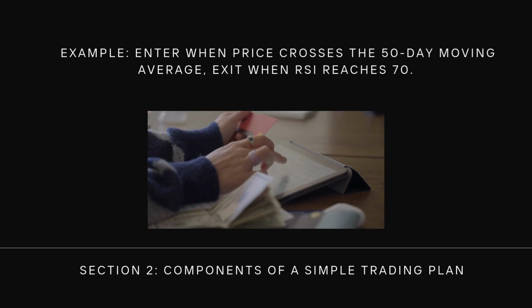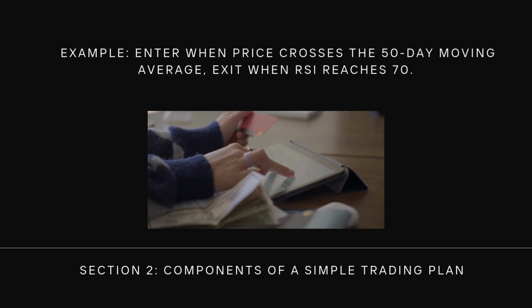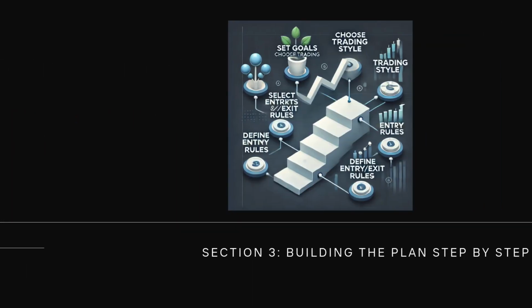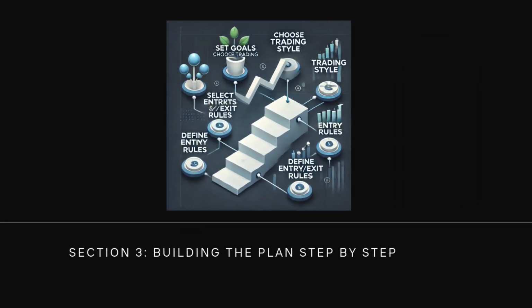Risk management. Never risk more than 1 to 2% of your account per trade. Use stop-loss orders to protect capital. Ensure each trade follows a 1:2 risk-reward ratio.